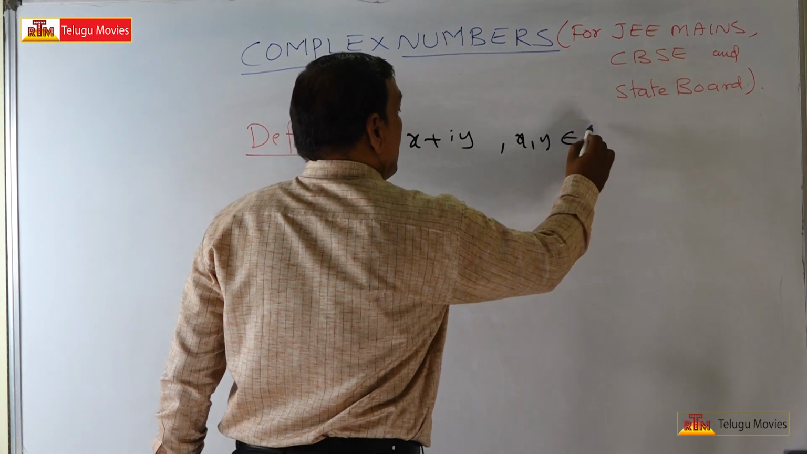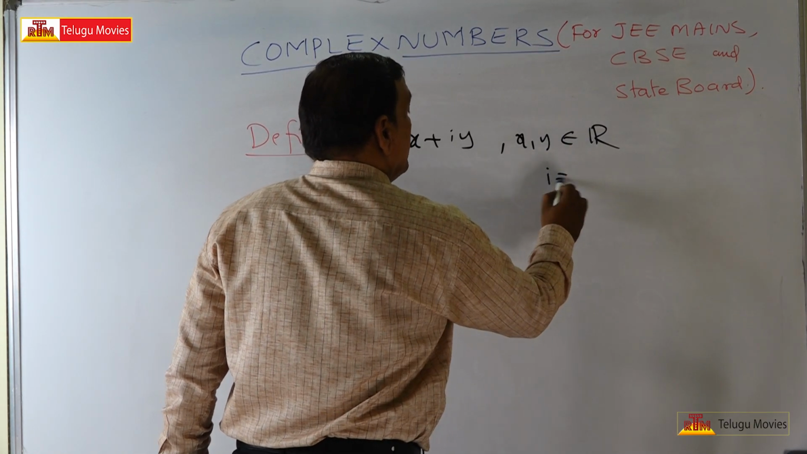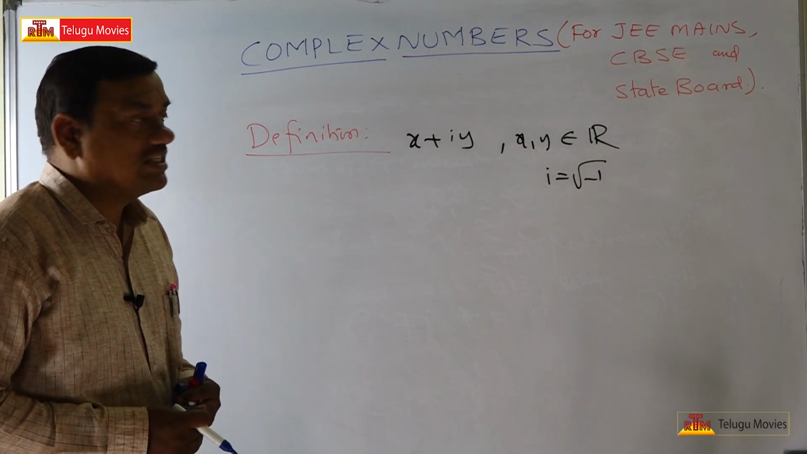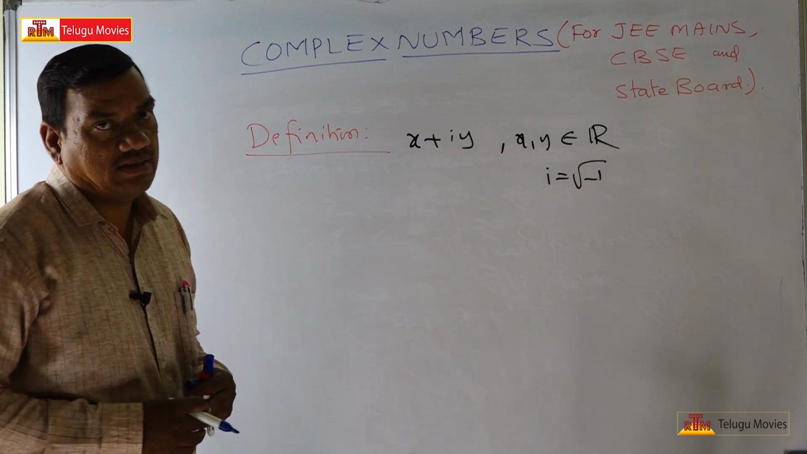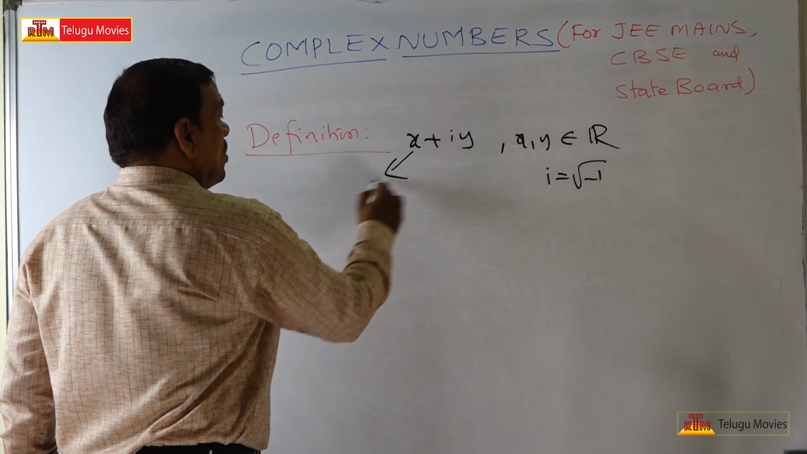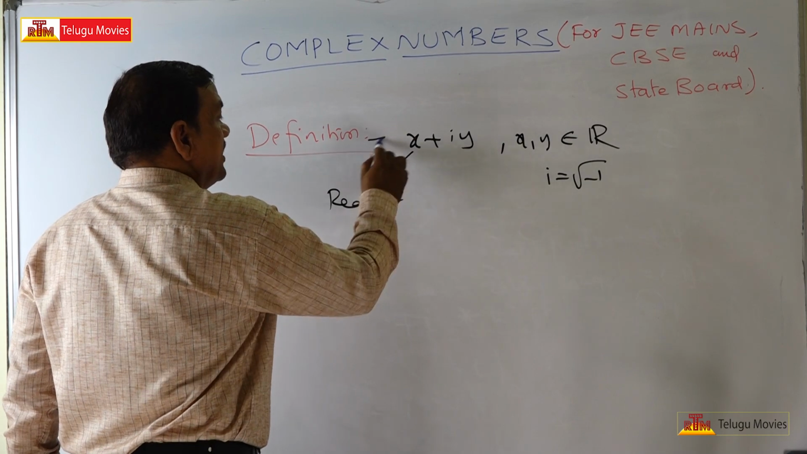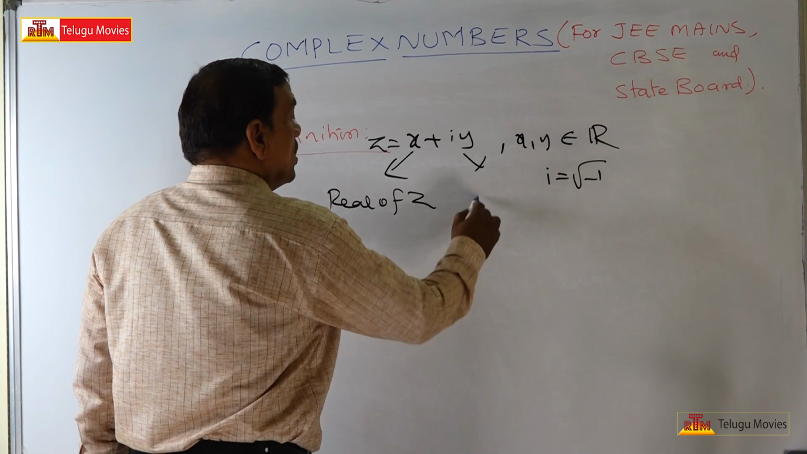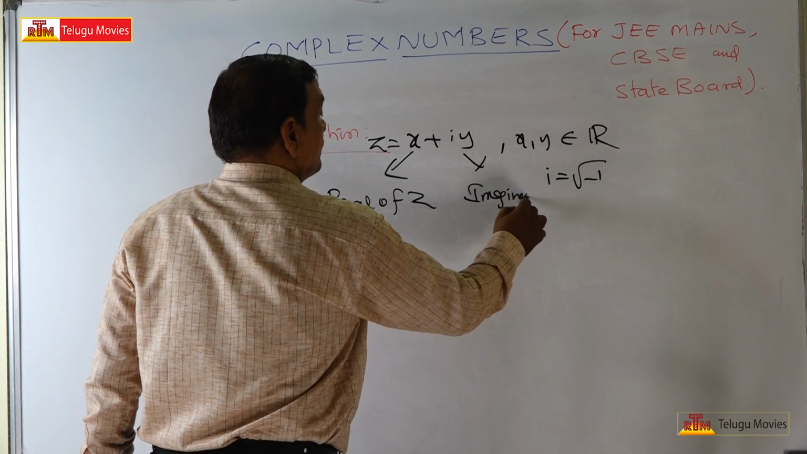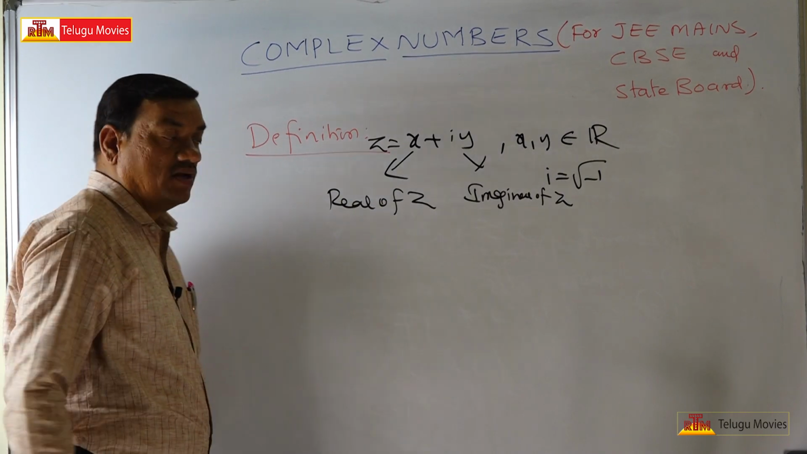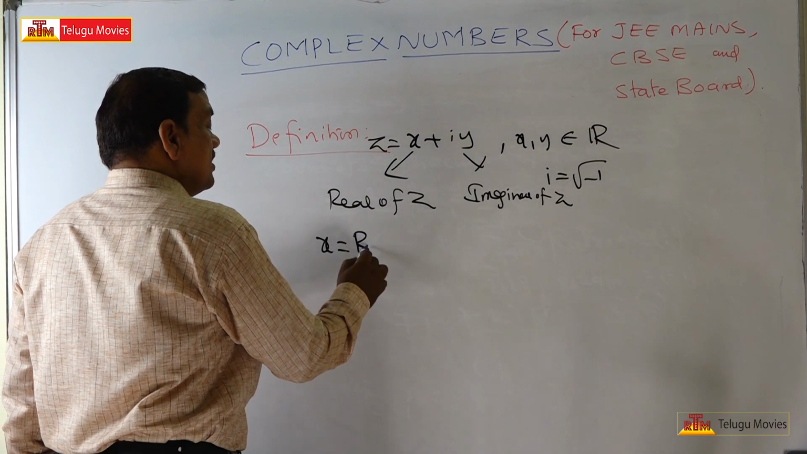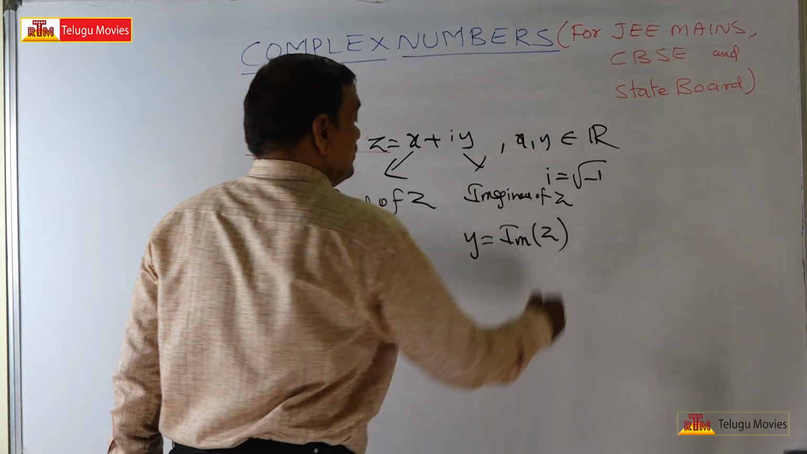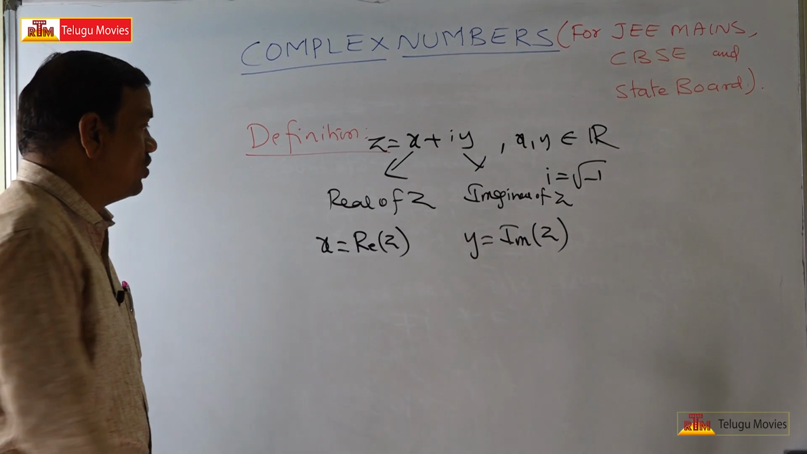Here x and y are real numbers and i is the square root of minus 1. Any number of the form x plus iy is called a complex number. Let the complex number be denoted with z. Here x is called the real part of z, and y is called the imaginary part of z. That means x can be written as real part of z and y can be written as imaginary part of z. Understand? This is the first thing you have to remember.